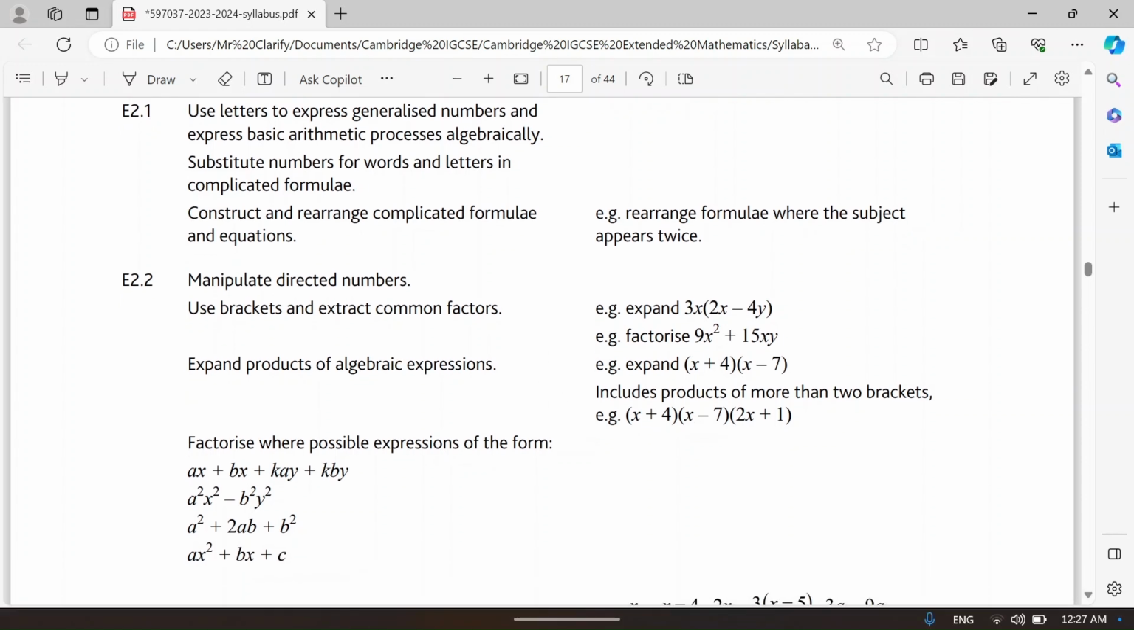Here it is in E 2.2. Remember, we're going through extended, unit 2. The second thing. The first thing was rearranging the formula, right? Good. And now we are going through expansion.